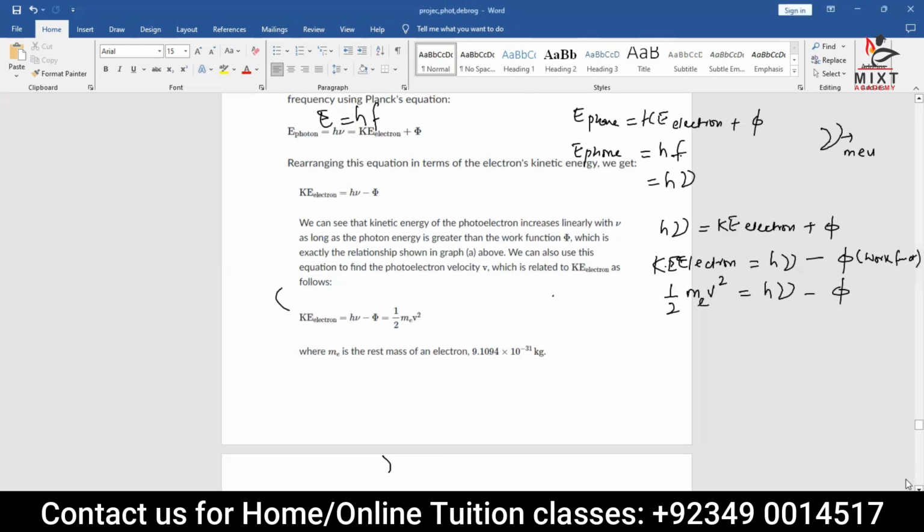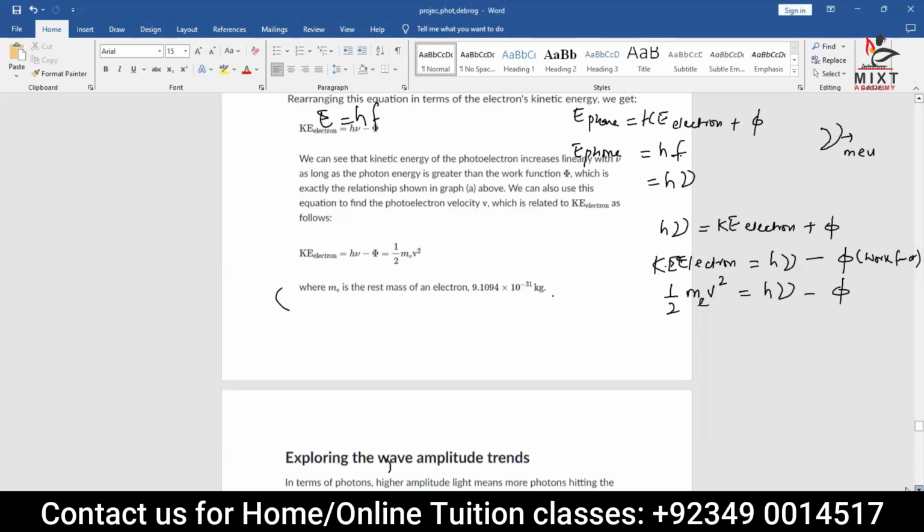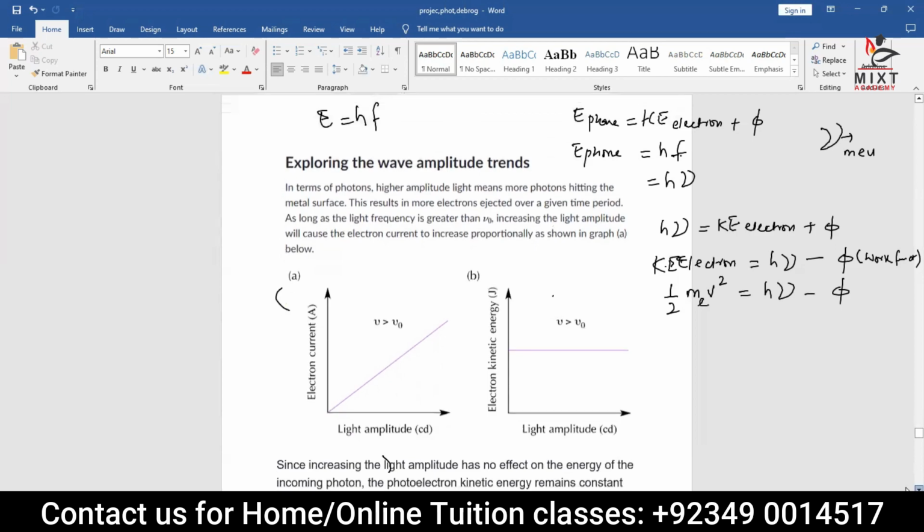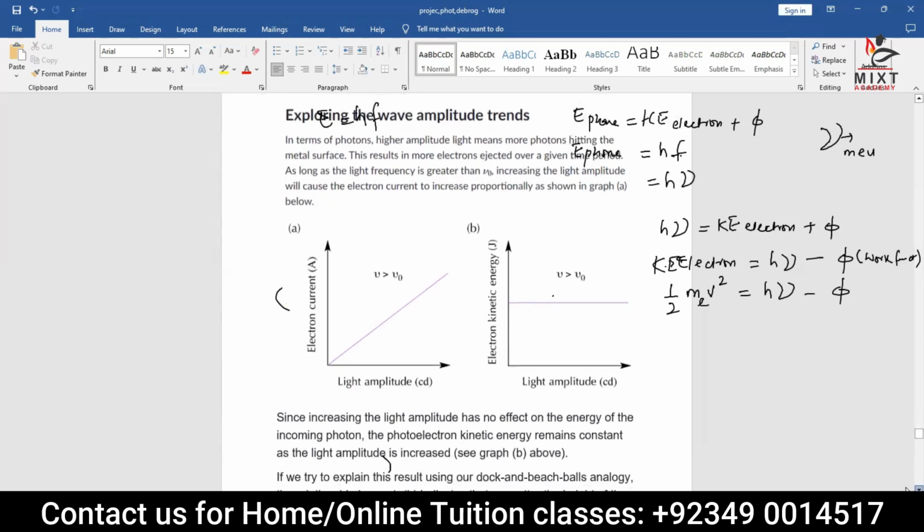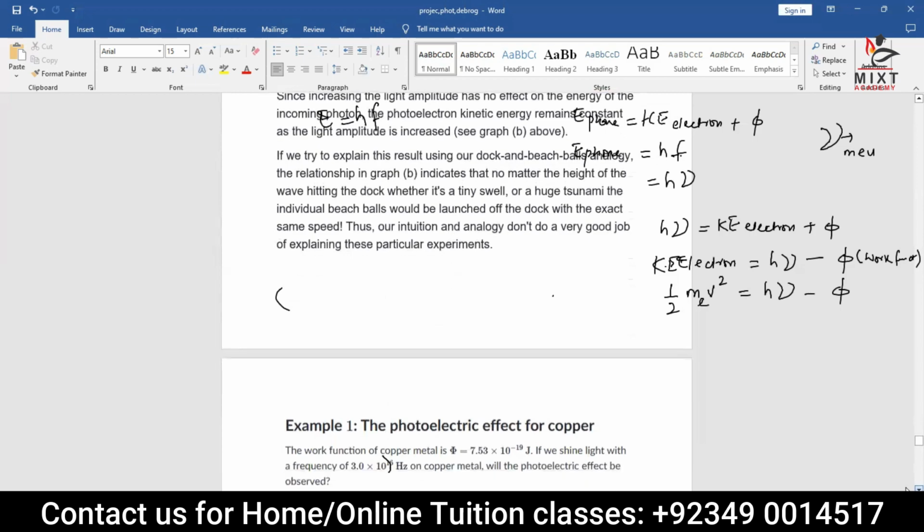The questions are here already. This is for the light, excluding the wavelength trend and everything. Now, I want you to try this. They say the work function of a copper metal is this. They have given it. And if we shine light with a frequency of that hertz on a copper metal, will the photoelectric effect be observed or not? Can you check it out? Which formula will you use in this? Work function is given and frequency is also given.